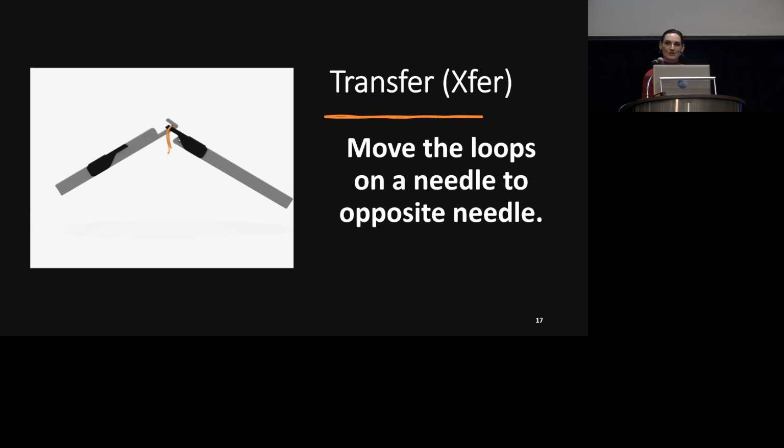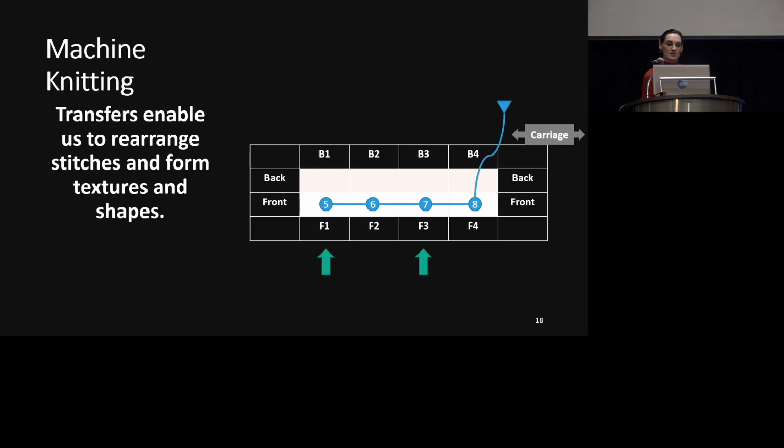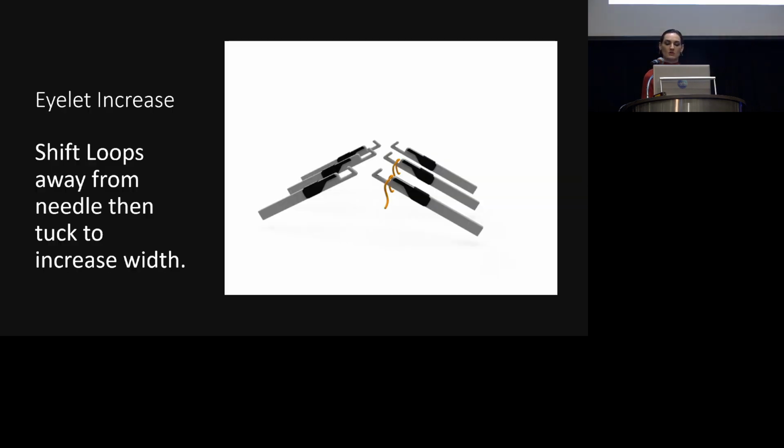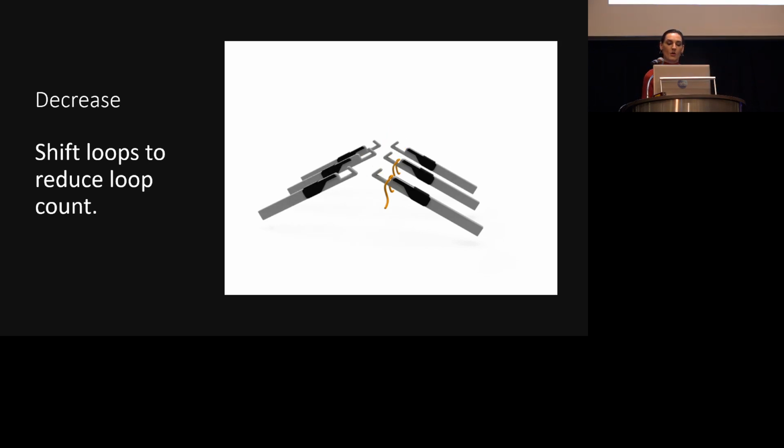Now, it's not that interesting to keep all of these stitches in one place, and so we have transfer operations which allow us to move loops from the front to the back bed. So in this case, we can rearrange the stitches to change the texture of the fabric, creating different knit and purl structures. And we can take that even further by racking, or realigning, the front and back beds so that when we make those transfers, we can do things like create eyelet increases, where we move one to the back bed and then back over to create a new space. Or we can create decreases, where we take a loop and shift it over onto another loop to be stitched through later.